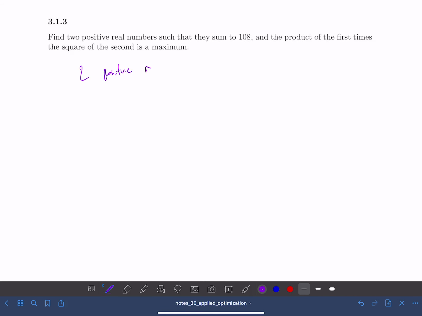What would you name them? A and B? X and Y? H and K? Alpha and beta? We haven't used alpha and beta in a while, and I think that they're really cool characters. So I'm going to do alpha and beta. That's the eraser.